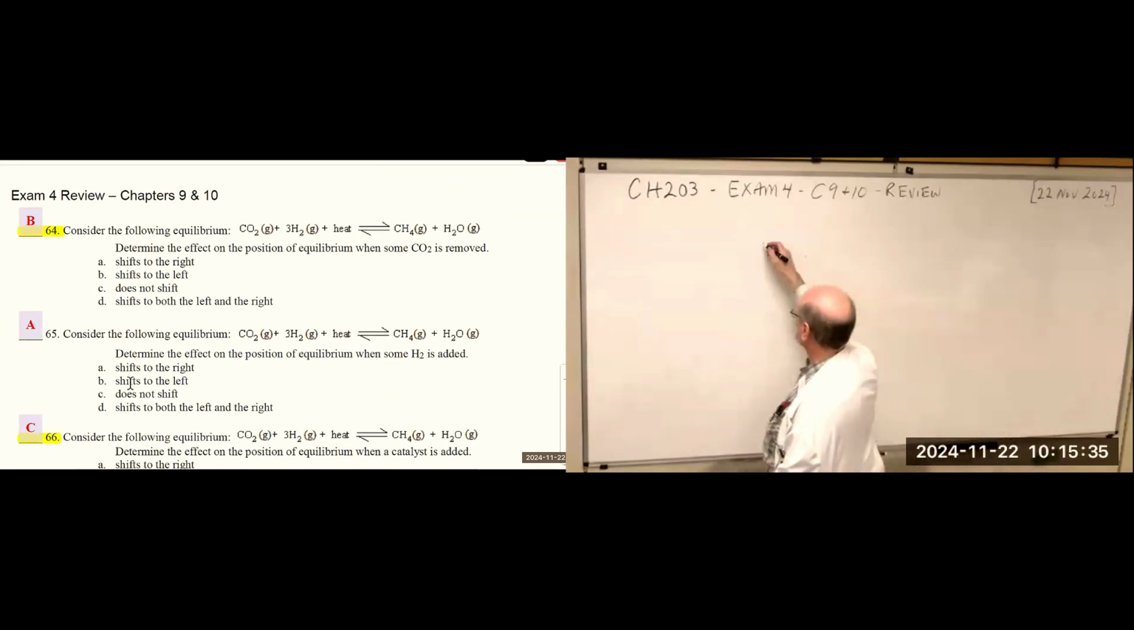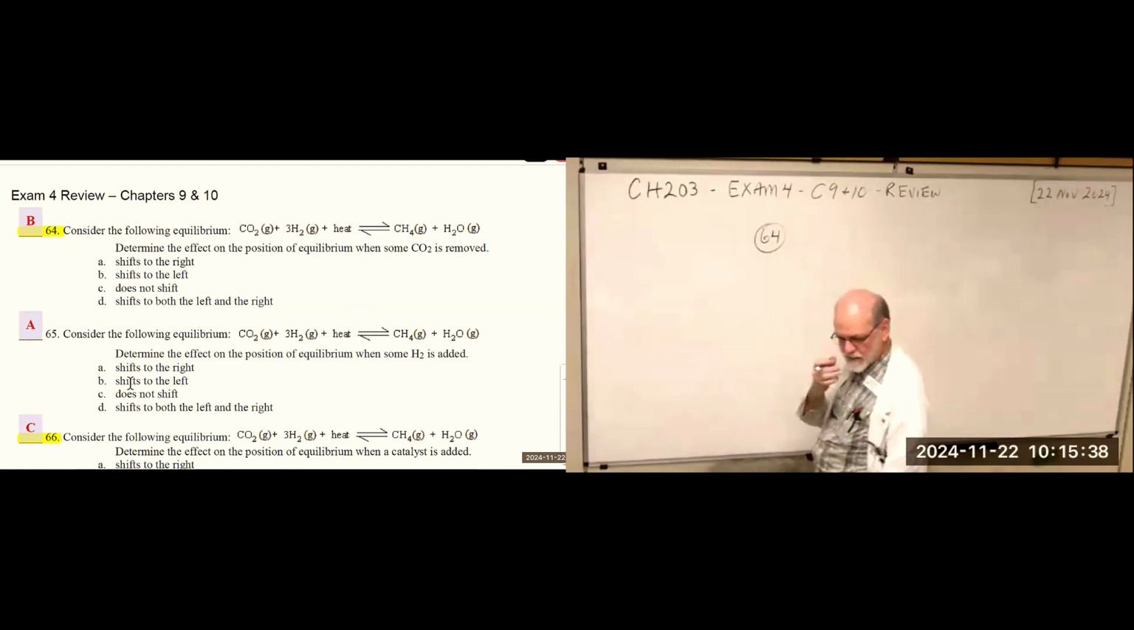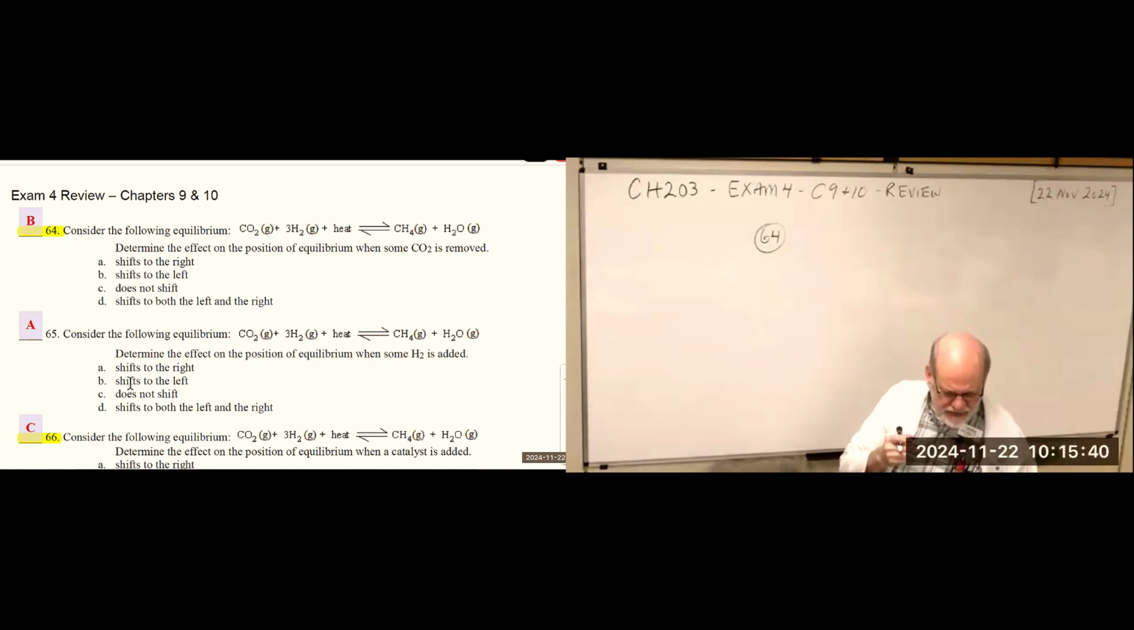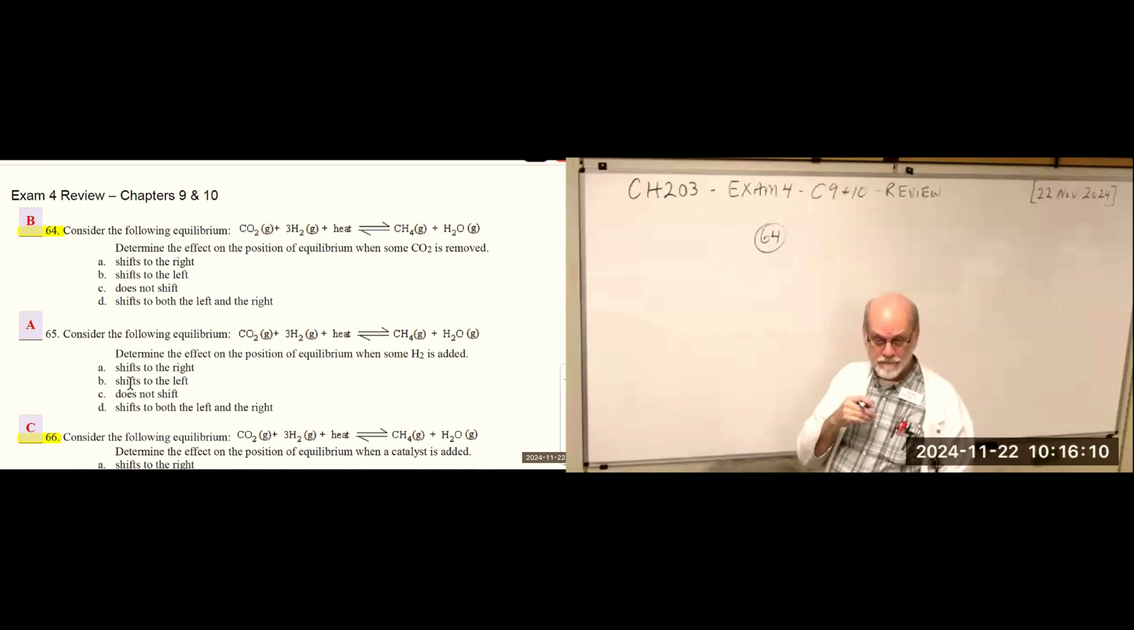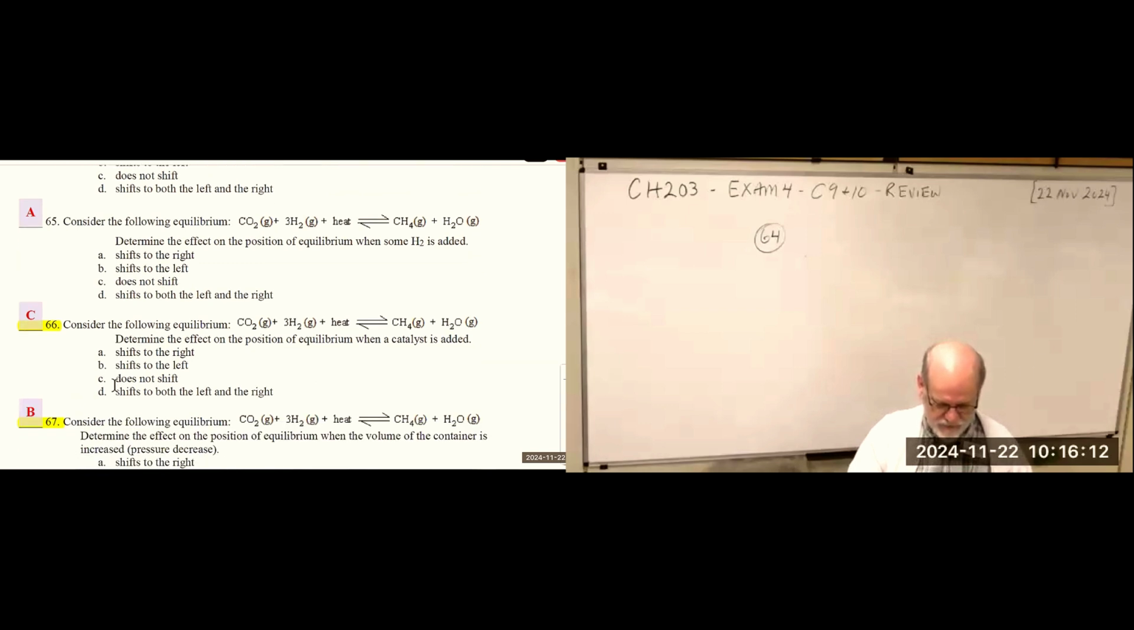64. Determine the effect on the position of equilibrium when some CO2 is removed. So if it's at equilibrium, for this equation, carbon dioxide plus hydrogen yields methane plus water, CO2 is removed. CO2 is a reactant. So if we remove some of it, the shift is going to be to the left, correct? As written. Okay, that was simple enough.